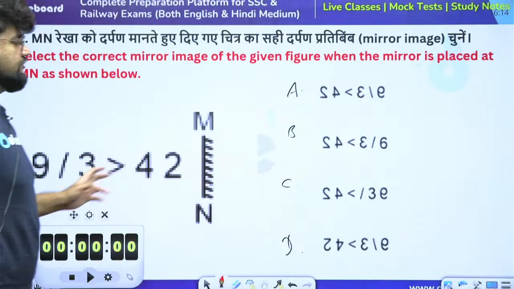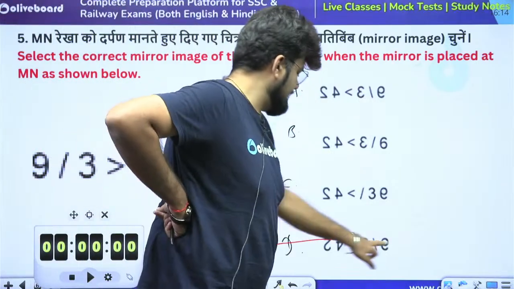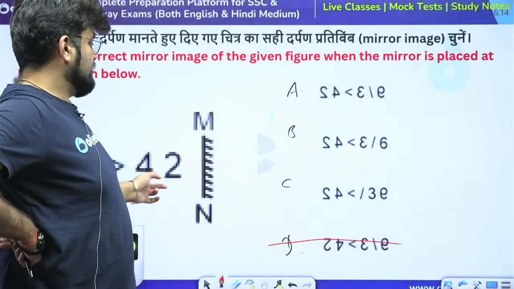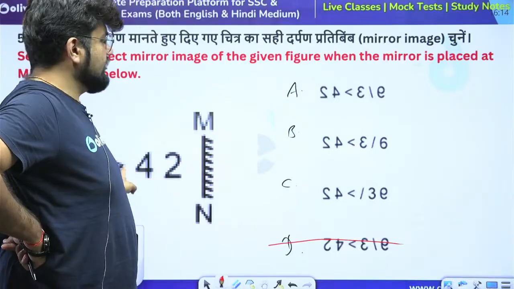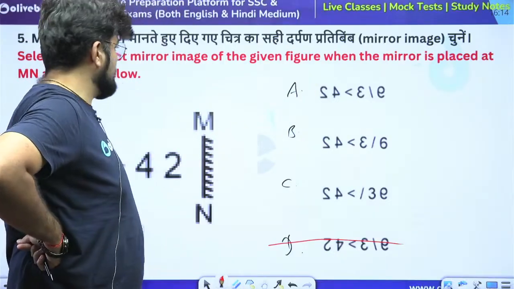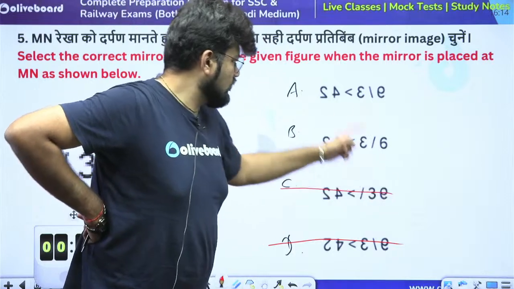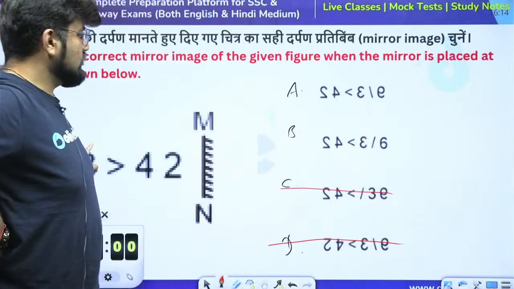So 2 will flip first. So 2 is flipping everywhere. D, it's an incorrect flip. Then 4 will flip, it is the same. Then this is the same. Then 3. After 4 we have this sign, okay, and after this sign we have 3. So this will also go. 3 is the correct flip, and this is what is going to decide.